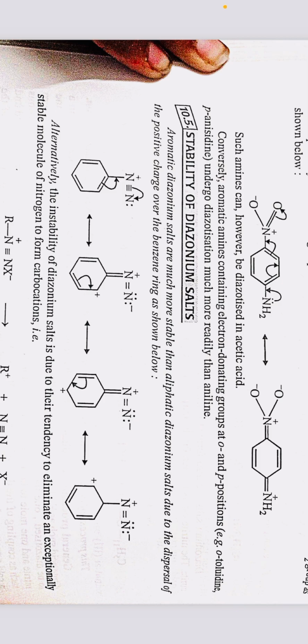Conversely, aromatic amines containing electron donating groups at ortho and para positions, for example ortho-toluidine and para-anisidine, undergo diazotization more readily than aniline.